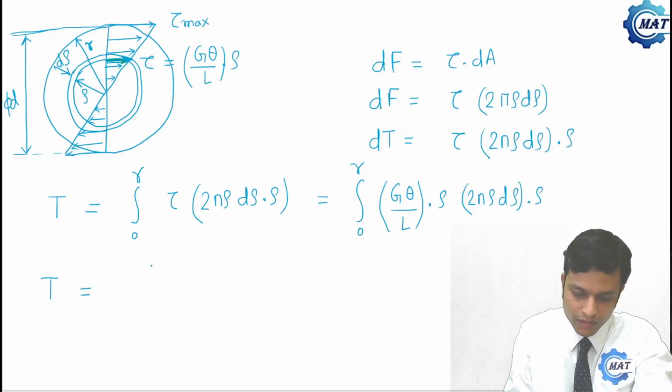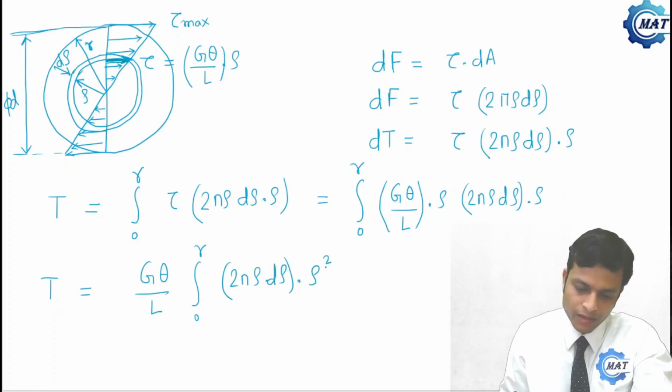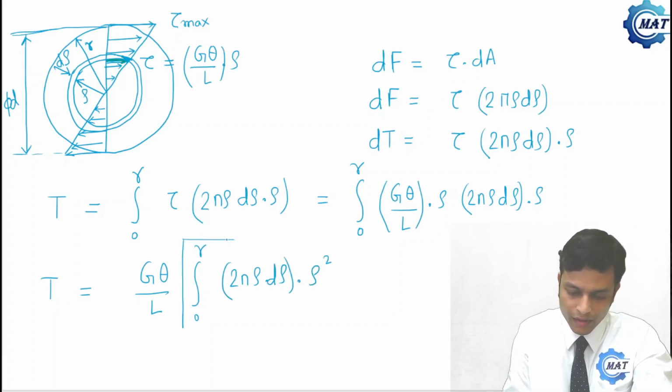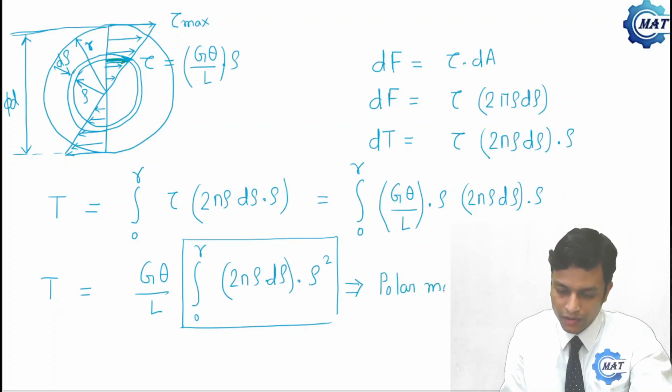So T is G theta by L integral 0 to R of 2 pi rho d rho, the elemental area, into rho square. Now what is this quantity? This is nothing but the polar moment of inertia. This quantity is called polar moment of inertia.